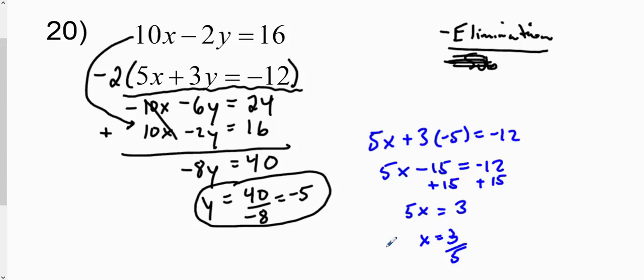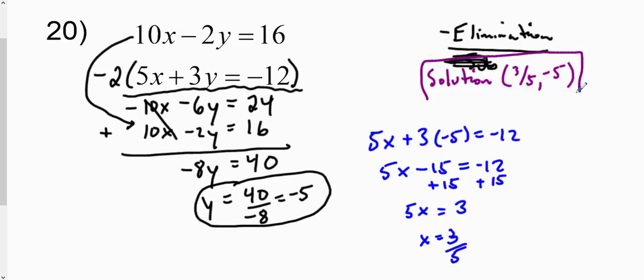All right, so what did we just find out? We just found out that we have a solution. Our solution to this system is going to be an x value of 3/5 and a y value of negative 5. And there we go, that's our solution to the system.